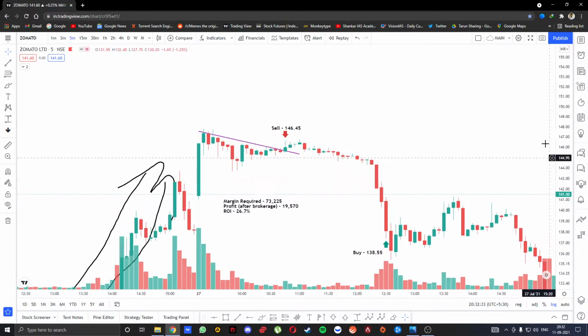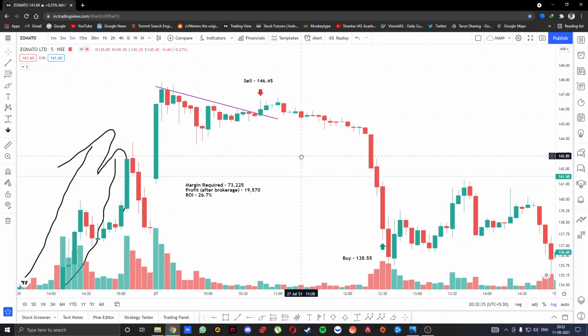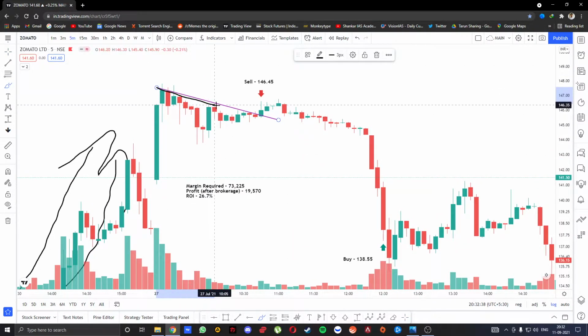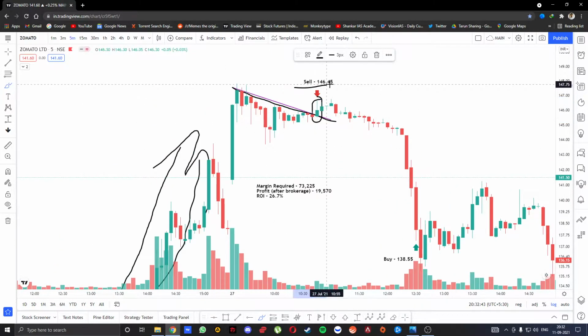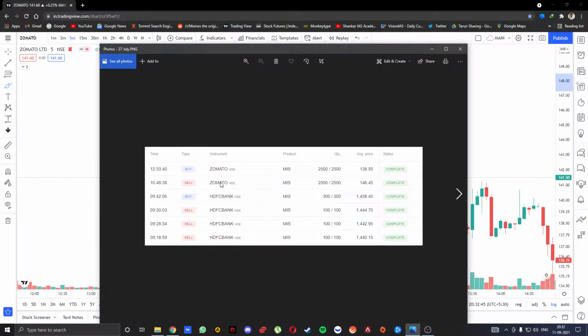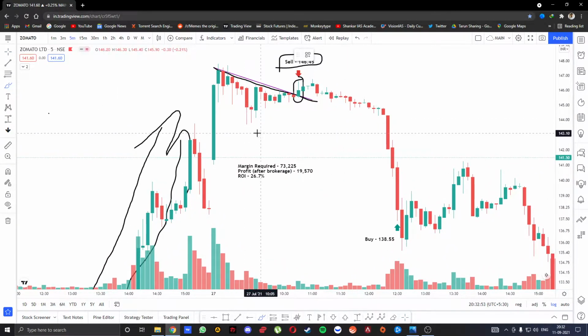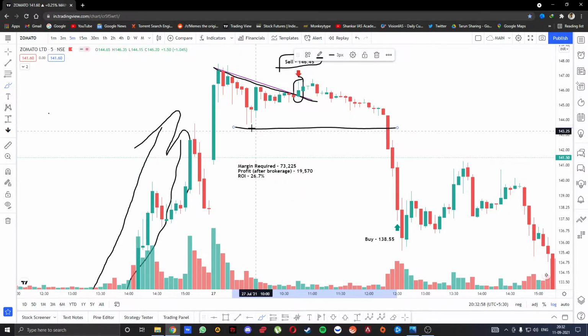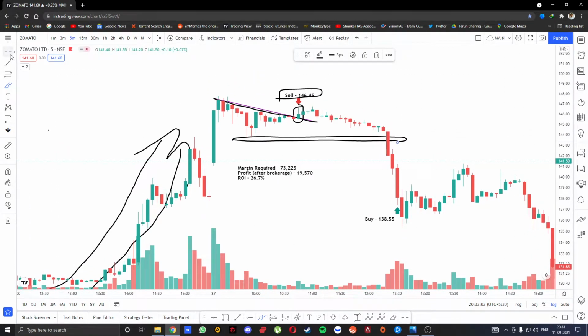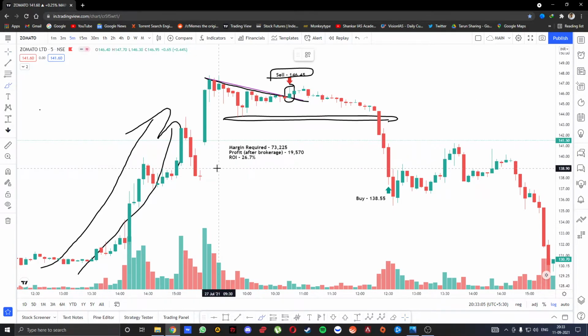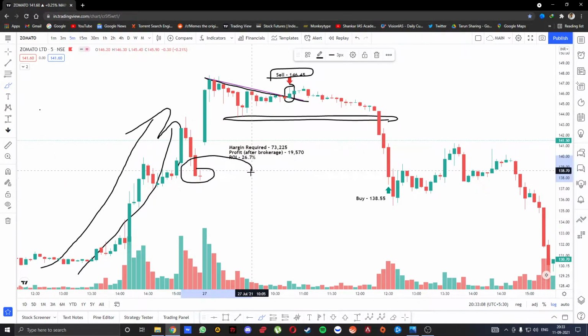So on 27th, that stock was trading like this, and then after that I saw this trend line breakout on this stock, so I started selling. I sold at 146.45, at 10:48. So this was this candle, I sold it here. First I was thinking that I should cover my position right here somewhere around 143. But then I felt confident and I was thinking that I will cover my position right around these areas.